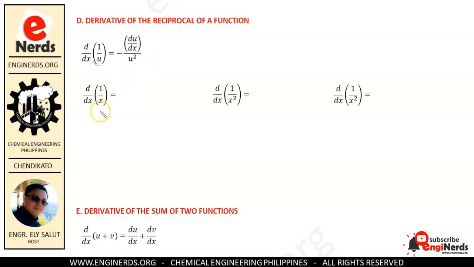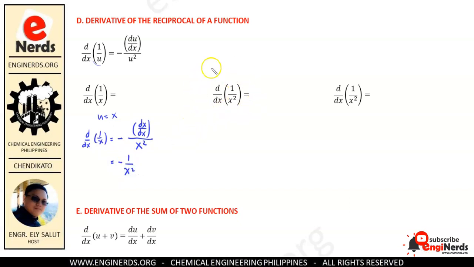So, in here, our u is equal to x. Okay, so that means we have here d over dx of 1 over x is equal to negative the derivative of our x, because our function is equal to x, so we have dx over dx. And then at the denominator, we will square our function right here, our x. So we will have x squared. So that means this is equal to negative 1 over x squared.